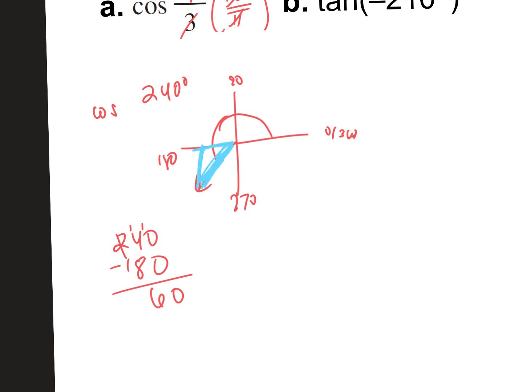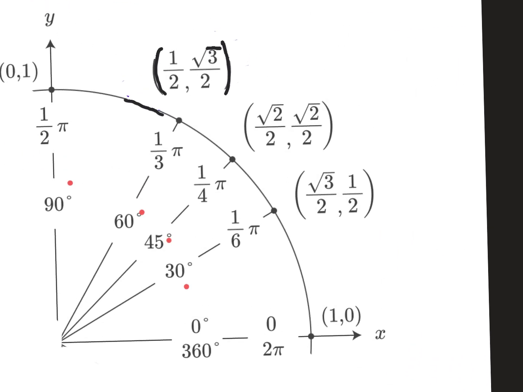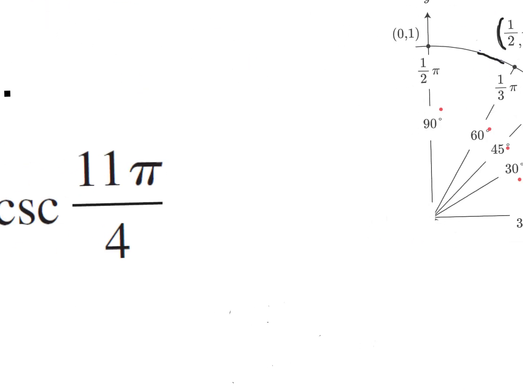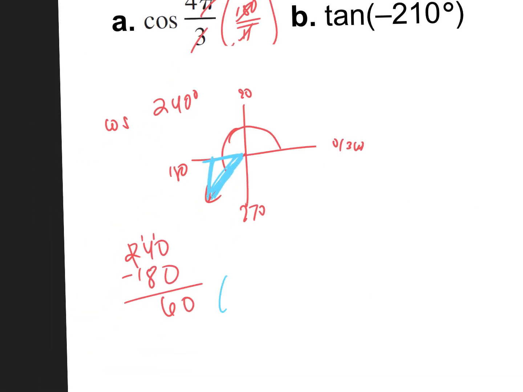So look at this triangle. I'm going to go over here to 60. What is the ordered pair at 60 degrees? It's positive 1/2 and the square root of 3 over 2. So at 60 degrees, I'm at positive 1/2 and the square root of 3 over 2.